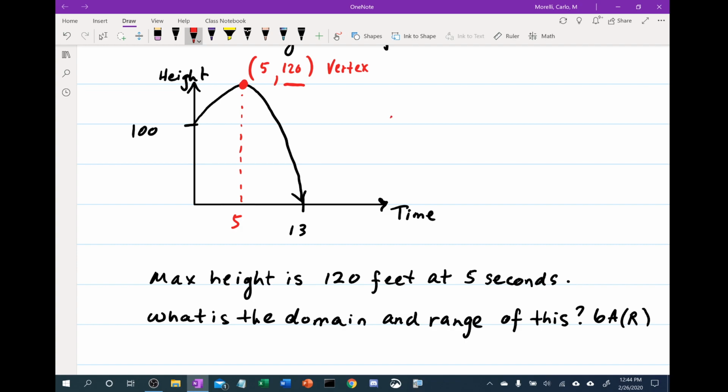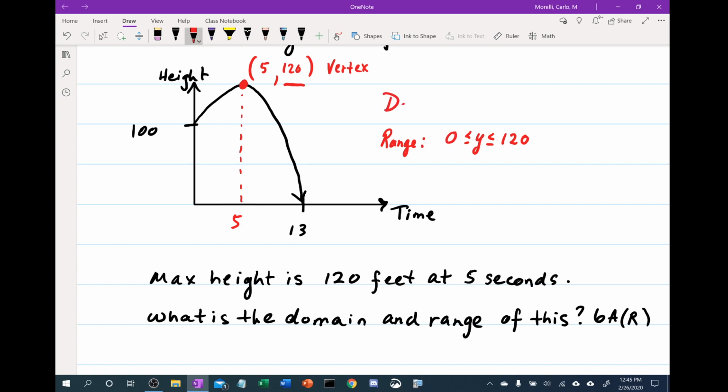So I know that my range, we'll do the range first. My range maximum is 120. So now I only need to know the minimum range. What keeps happening to these cups of ramen? They keep hitting the floor. So let's call the floor 0 feet high. So what is the range of this motion? The lowest point it ever gets to is 0. The highest point it ever gets to is 120. So the bottom end of this is 0.